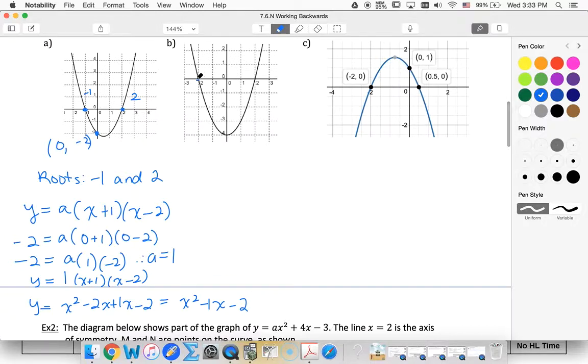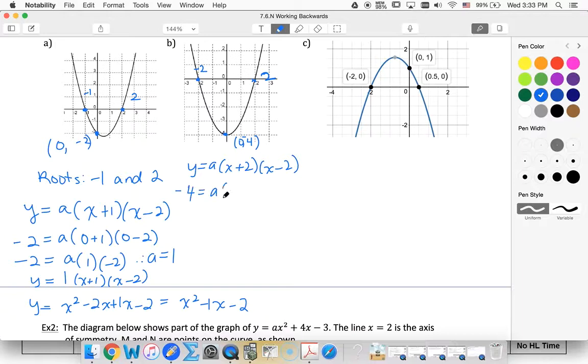All right, now I have -2, +2, and a y-intercept of 4. Sorry, that's -4 down here. So again, I'm going to point up. I'm going to use my root form again. x minus -2, x minus 2.